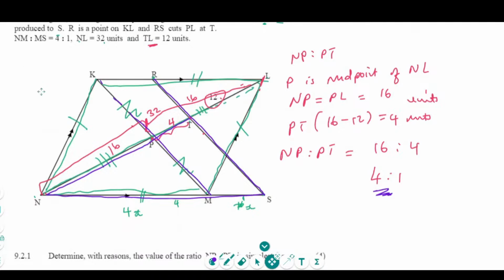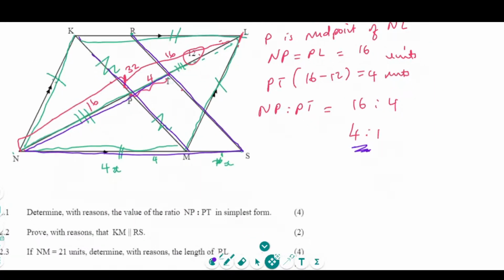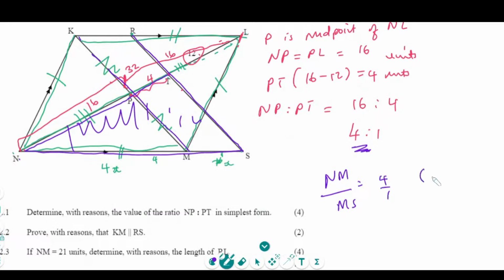to MS is that. So from our theorem of proportionality, if we are focusing on just this purple triangle, we can say that if we have NM, we divide it by MS is equal to 4 over 1. This we were given, we were told. Then we've proved something like NP over PT, or NP is to PT, which is 4 over 1. So proved from the previous point.